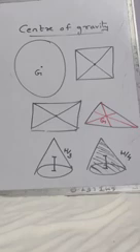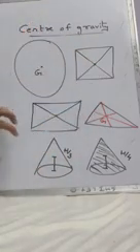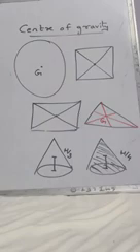Clear? So what did we understand? Center of gravity depends on the shape. If the shape changes, the point where the whole weight is concentrated also changes. Clear? So it depends on the shape.